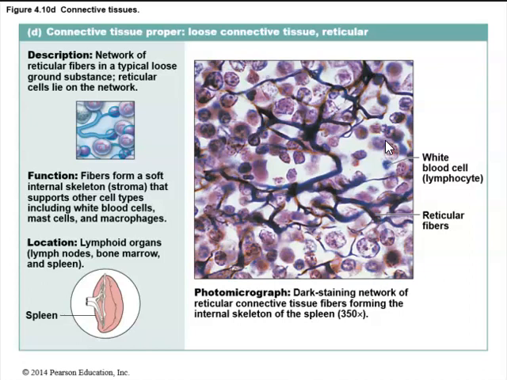Reticular cells do lie on the network. Functions of the reticular connective tissue: it forms a soft internal skeleton or stroma that will support other cell types, including white blood cells, mast cells, and macrophages. Again, these cells are actually important for our immunity, our immune system. The location of the reticular connective tissue includes lymphoid organs such as lymph nodes, bone marrow, and spleen.